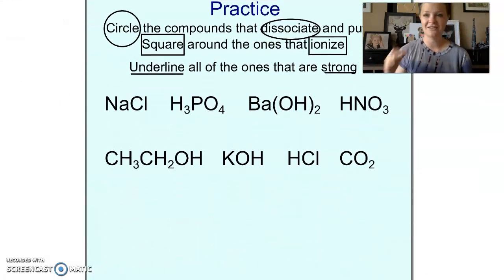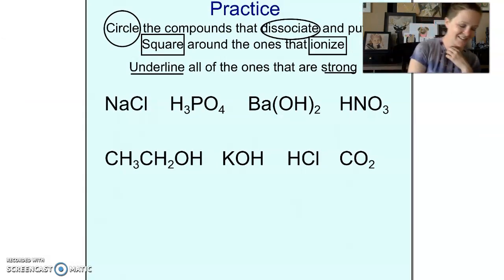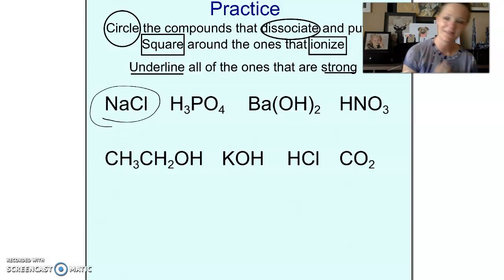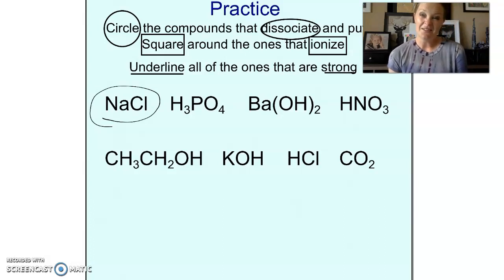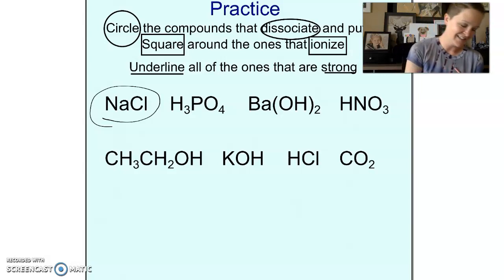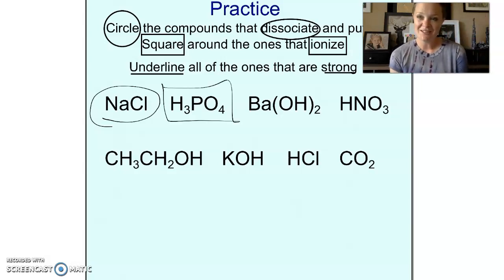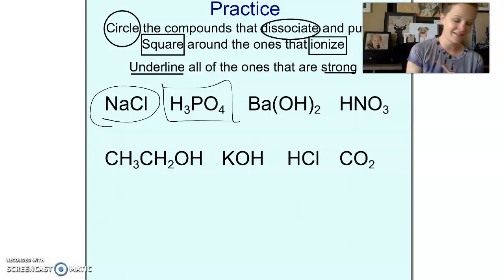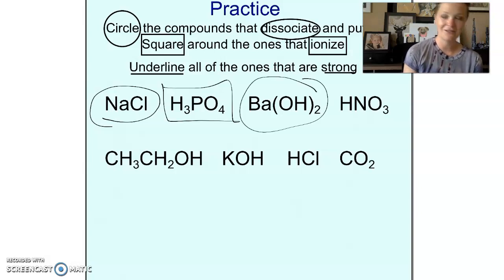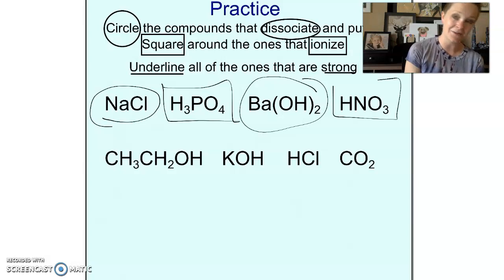So if we practice this, just to be clear, our big goal today was to get ionization and dissociation down. NaCl, it's ionic. All ionic things dissociate, so I'm going to circle them. H3PO4, do you see how it starts with an H? It's an acid. Acids ionize. Barium hydroxide, it's a base because it'll make OHs in water, but I want to point out it's ionic. All ionic things dissociate. HNO3 is an acid. Acids ionize. They react with water to make ions. This is ethanol. Doesn't do anything.